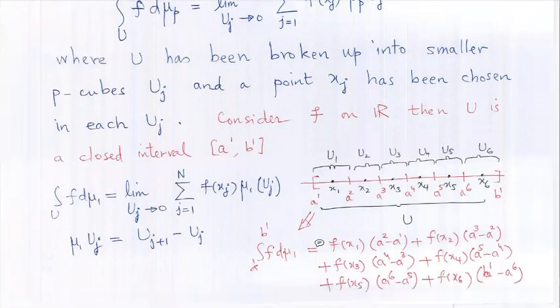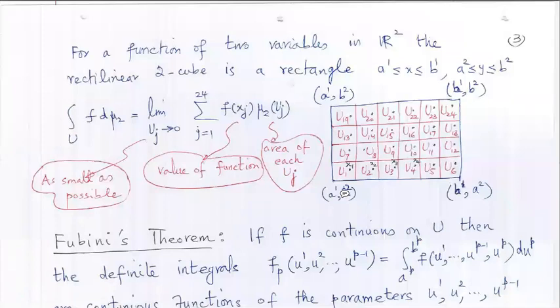So in this case, the integral of f d mu1 from a1 to b1 will be f of x1, the value of the function at this point, times the length of this interval, plus the value of the function at point x2 times the length of this interval, and so on. So this mu1 of uj, which is u(j+1) minus uj, is the length of the subinterval. In this way, we can calculate the integration of a function of one variable defined on a one cube.